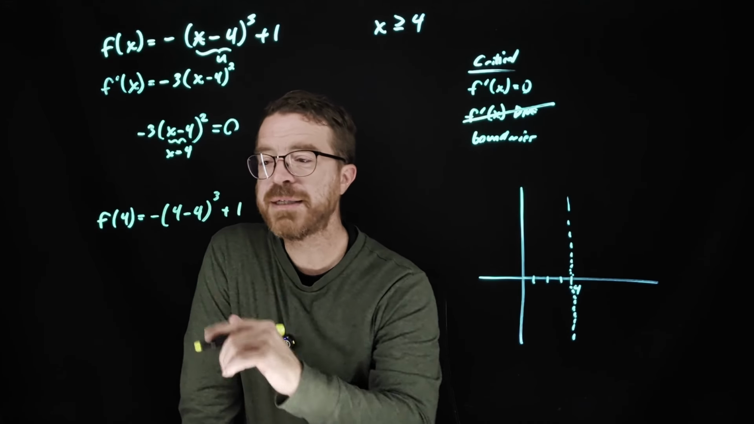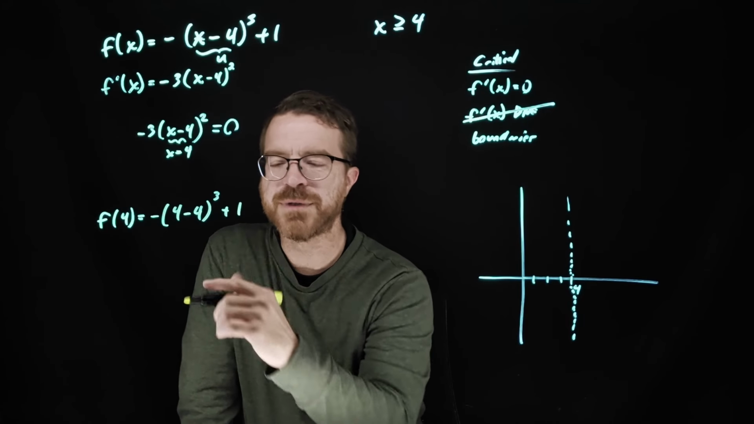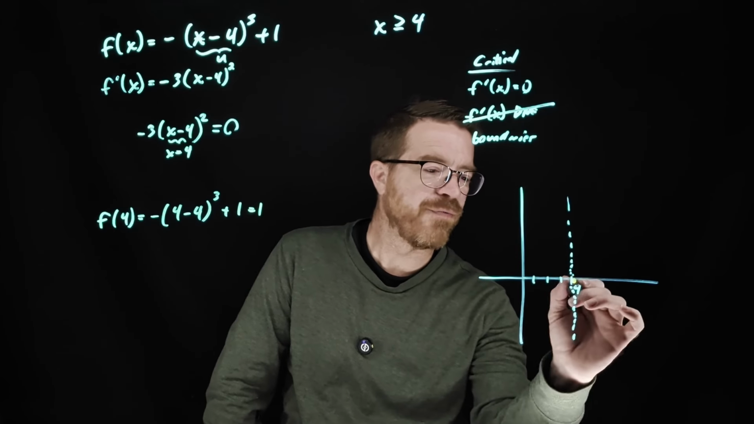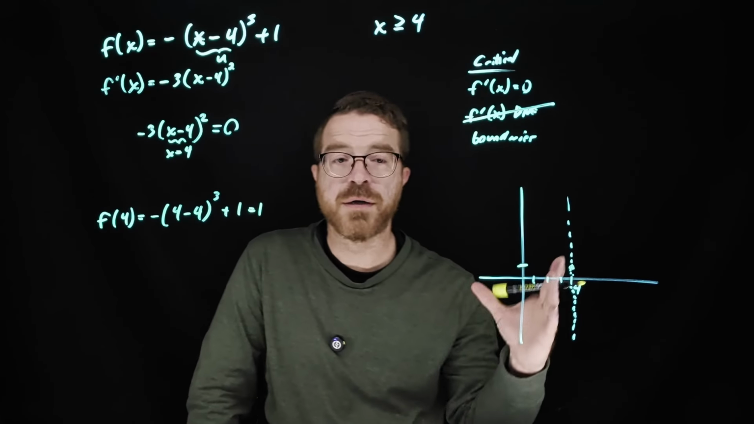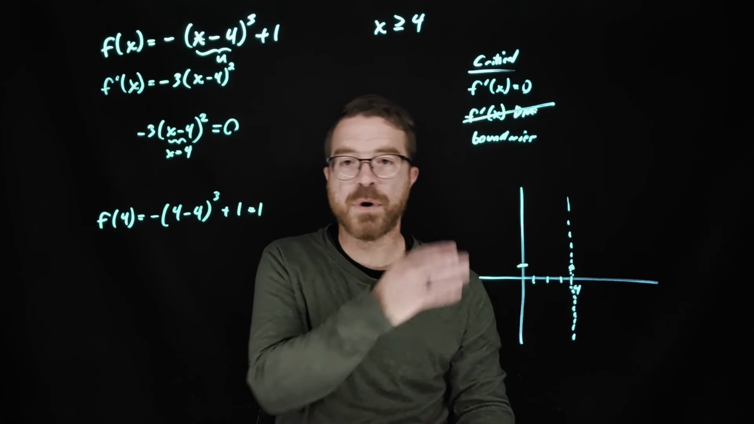Now, doing this, 4 minus 4 is equal to 0. 0 cubed is still 0. Negative 0 is still 0. So we just get 1. This means that at 4, we have y equals 1. This is our point for that x and y value: x is equal to 4, y is equal to 1.